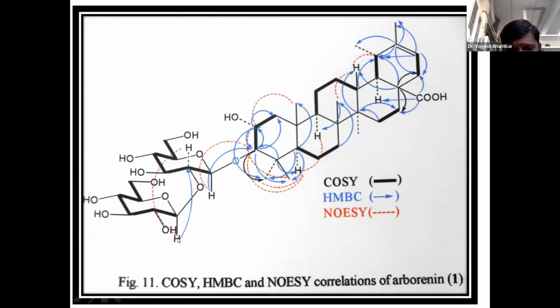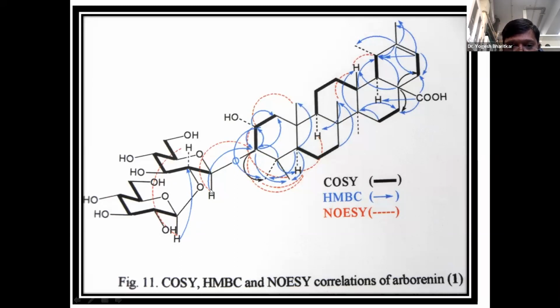See, for HMBC, this anomeric carbon is correlated with this third position of the first sugar. So we can conclude that this sugar is attached to the third position of the first sugar. From the HMBC correlation, we can conclude the position of attachment.